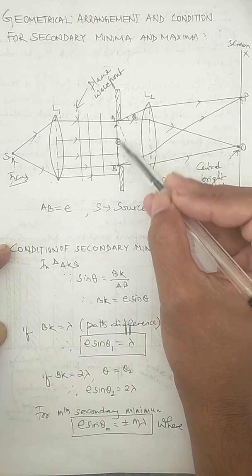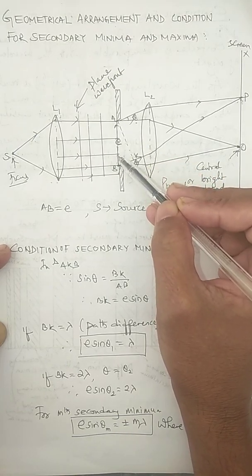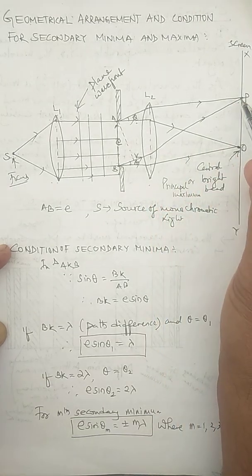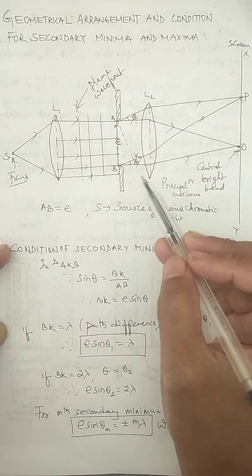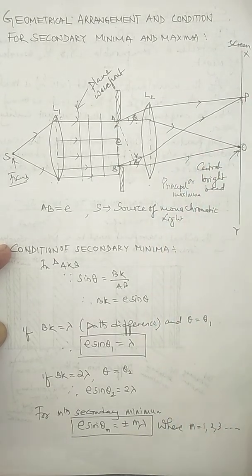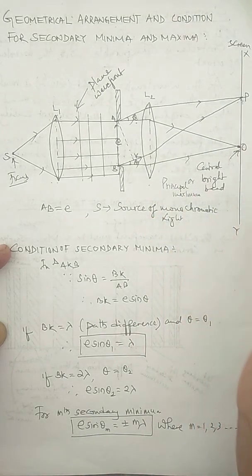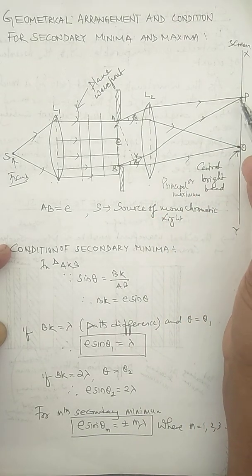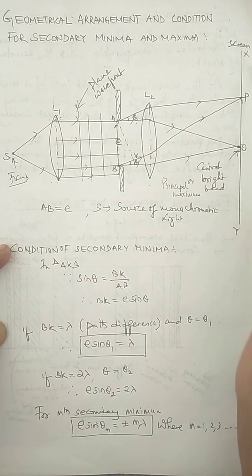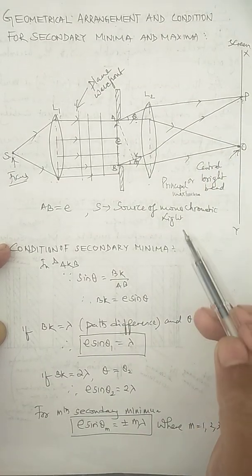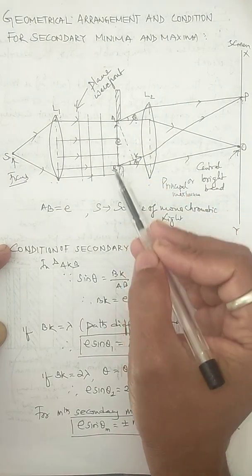The next thing that you need to keep in mind is that the secondary wavelets start from the various parts of this slit, that is AB, in the same phase, but when they reach P, they reach in different phases. And when they reach in different phases, there is a phase difference, and when there is a phase difference, there is a path difference also. So remember this: the formation of secondary maxima or minima at P depends upon the path difference for the secondary wavelets reaching from various parts of AB at P.